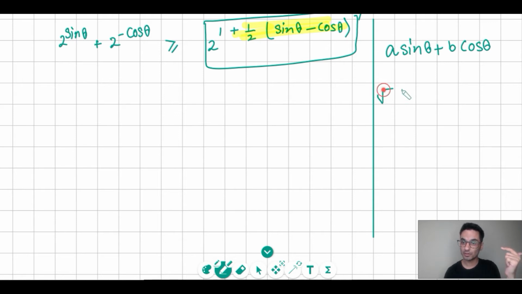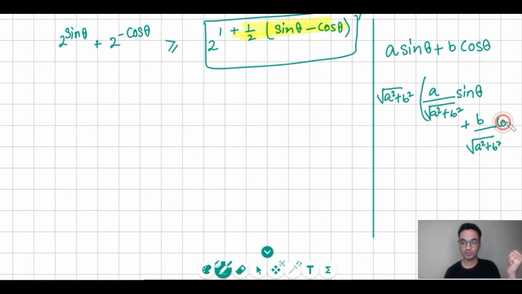So it will be square root of a square plus b square times a over square root of a square plus b square sine theta plus b over square root of a square plus b square cos theta. And it doesn't matter if it is a plus here or a minus here, so that can be plus or minus.